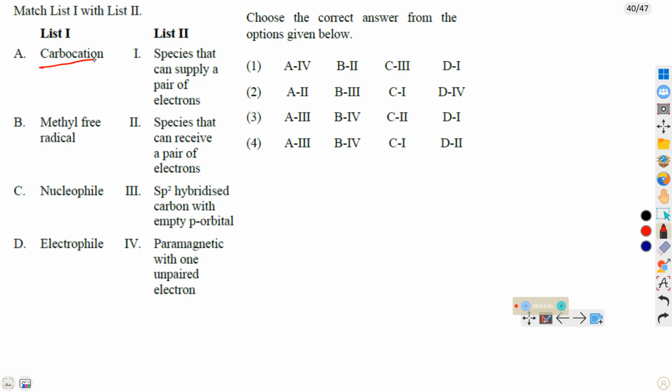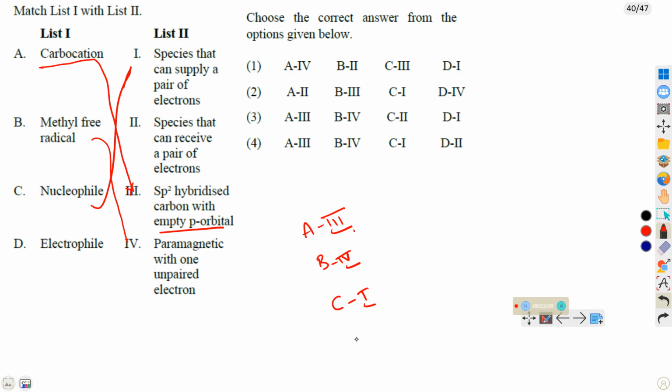Carbocation: sp2 hybridized carbon with empty p orbital, A3. Methyl free radical. Free radicals are paramagnetic and contain one unpaired electron, B4. Nucleophiles: species that can supply a pair of electrons, C1. Automatically electrophile, D2. Fourth option correct.